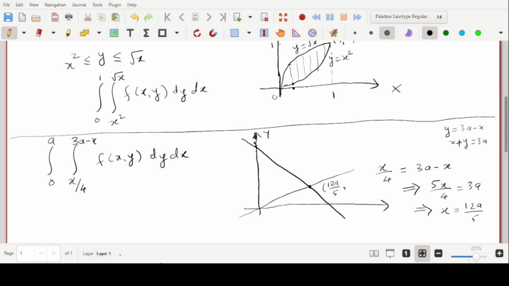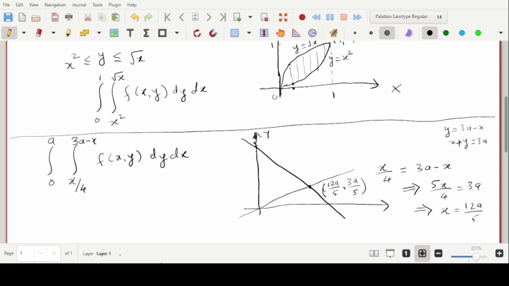And what is the y coordinate? It lies on the line x over 4. So suppose if we substitute 12a over 5 in this, then it gives us 3a over 5. So this is the point. All right, good.